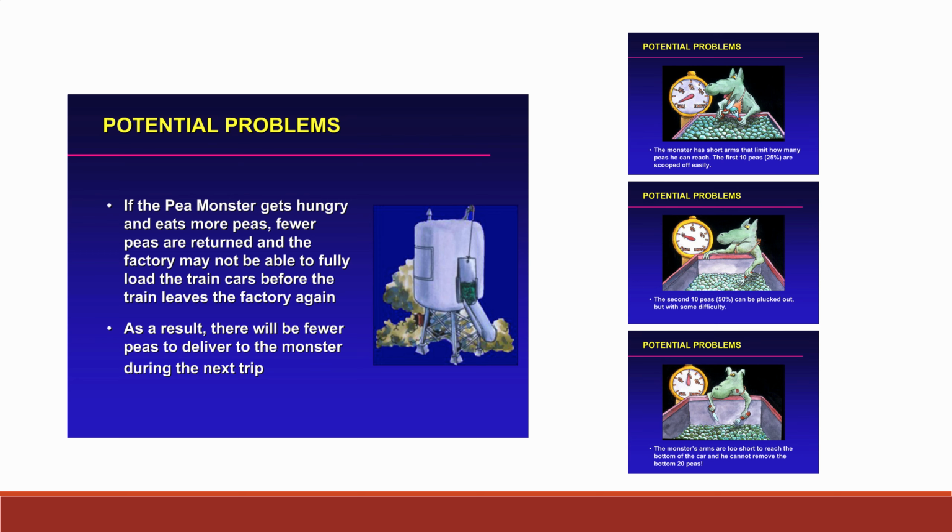The other potential problem is that the monster has short arms that limit how many peas he can reach. So as long as the thing is filled up, he can get the first 10 peas very easily. But the second 10 peas, he has to struggle a little bit to get to. And his arms are so short that for the next 20 peas, he just can't reach them. Right? So that's a potential problem.